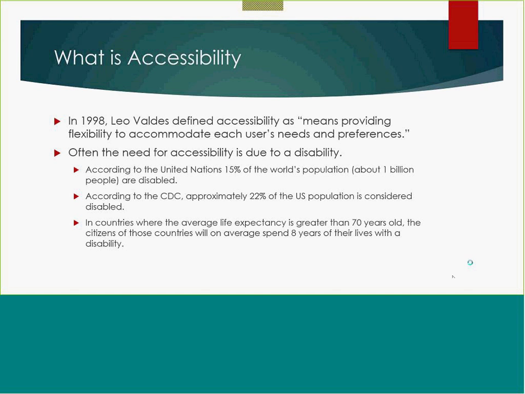a person will spend on average 8 years of their life with a disability. Now, it doesn't say that will happen at the end of their life, but that they will have an average over their lifespan of disability. We're going to talk about more of what those potentially can be here in a moment.